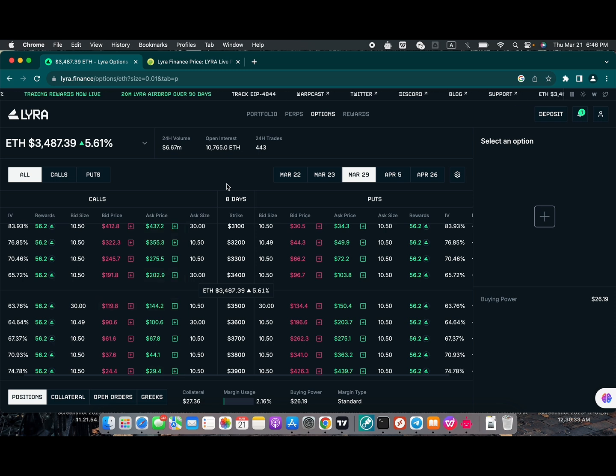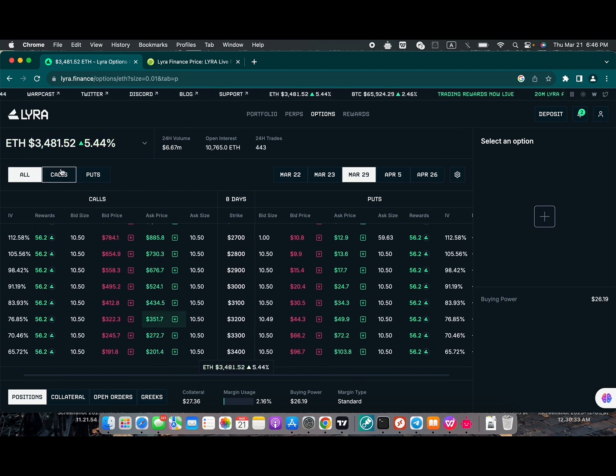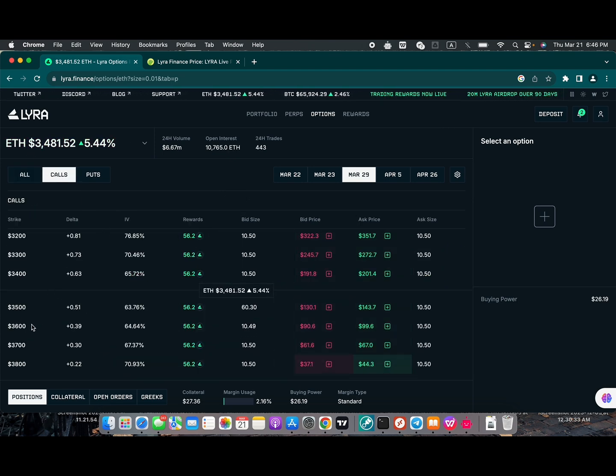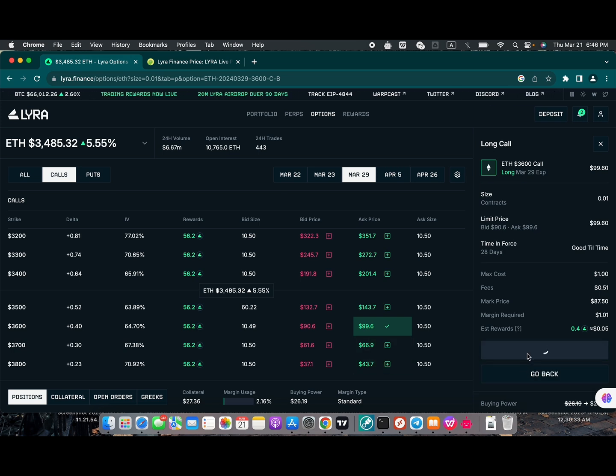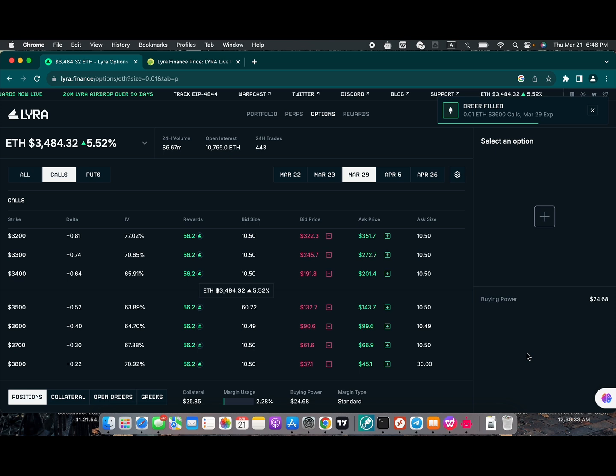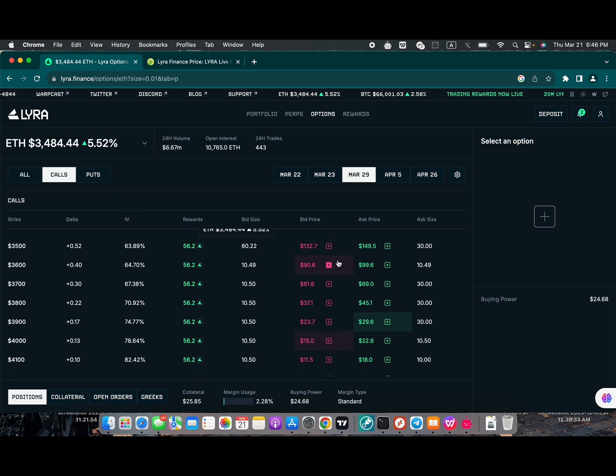I said if ETH is at 3.5, we'll be buying a call option with a strike price at 3.6. So let's get this again. Review the order, submit the order. Because we want to get it in a range, we'll be selling another call option at 3.8.